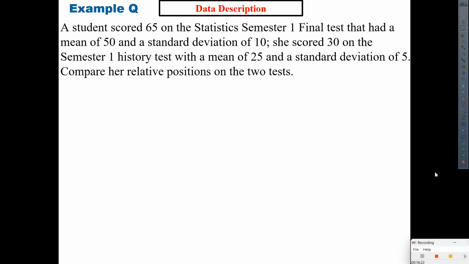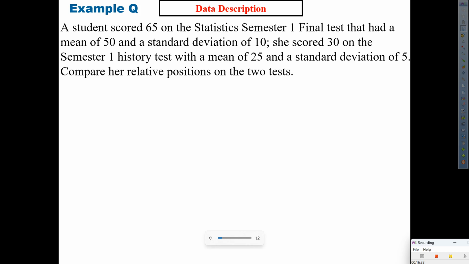Here we go. I'm going to read this once more. It says, a student scored 65 on the statistics semester 1 final test that had a mean of 50 and a standard deviation of 10. She scored a 30 on the semester 1 history test with a mean of 25 and a standard deviation of 5. Compare her relative positions on the two tests. And what does that mean? It means to come to a conclusion once you compare both tests. Question, is it talking about all the students in the world?